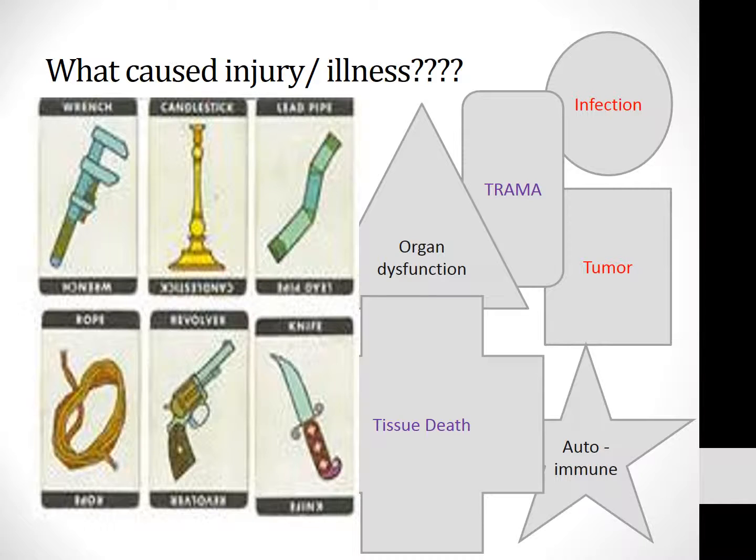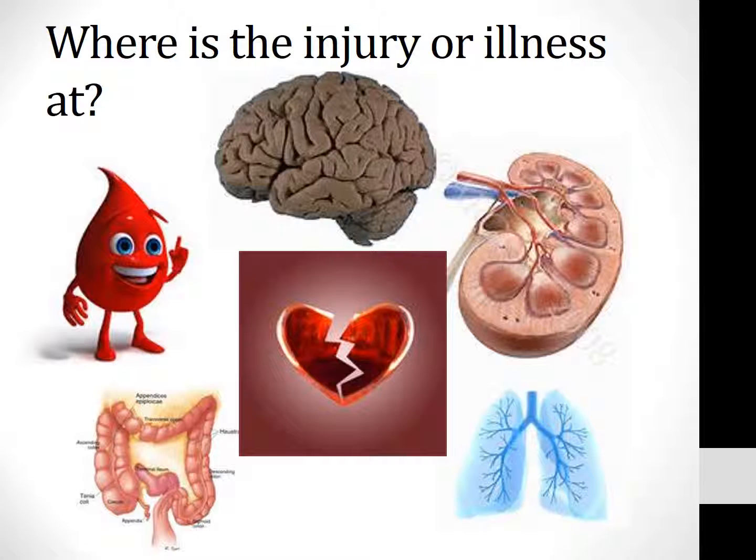What caused this injury? What was the mechanism? And how did it affect this patient? Where is the injury at? So what room are we looking at? Is it a blood dyscrasia? Is it a heart injury? Is there something wrong with the kidneys? Maybe they're not getting enough oxygen in the lungs. Maybe the colon is obstructed.